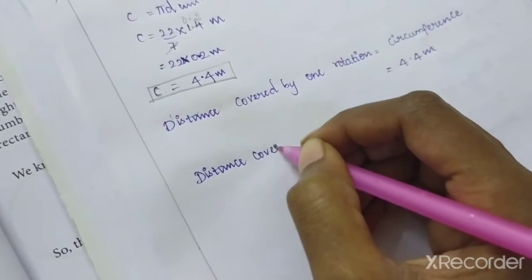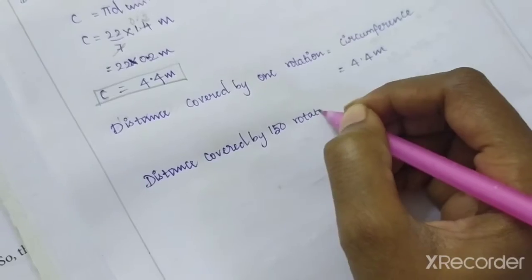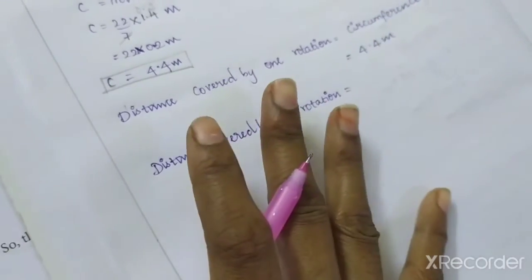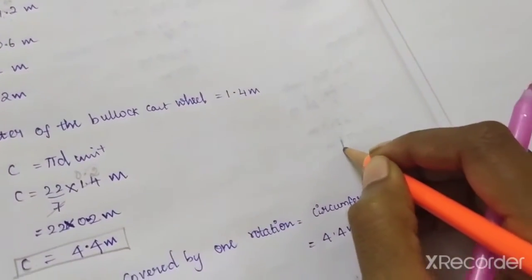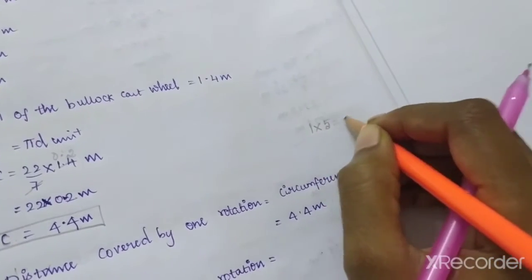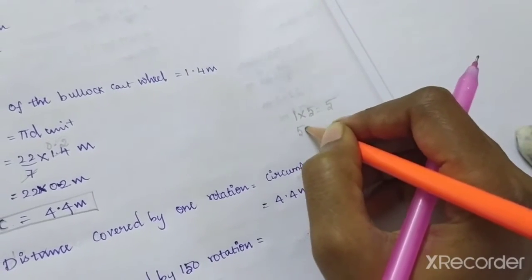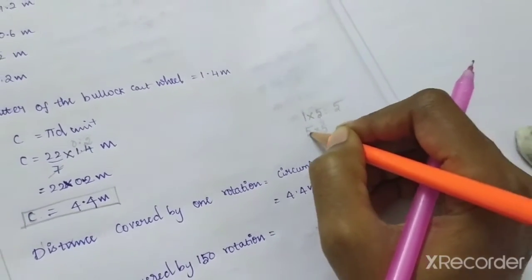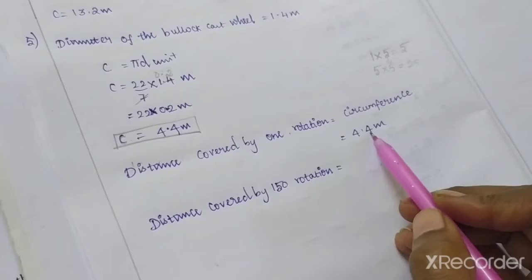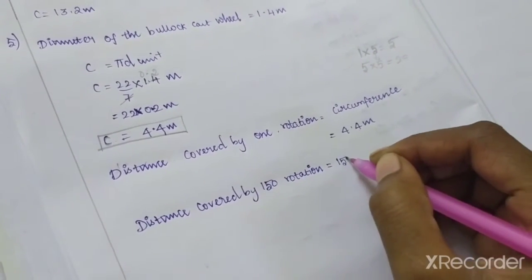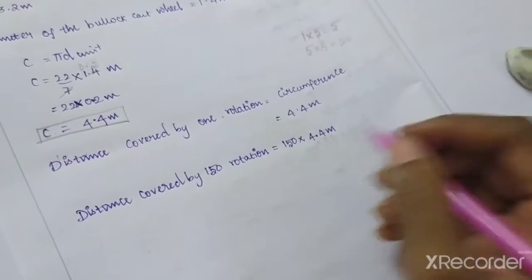The distance covered by 150 rotations. If I need 1 chocolate, it is 5 into 1 chocolate. One chocolate is 5 rupees, so what we did? 1 chocolate into 5 rupees. If I need 5 chocolates, for how much amount? 5 rupees chocolate for 5 means 25 rupees. The same thing: one rotation I am having 4.4 meter, 150 rotations for 4.4 meter. So how much will it come?